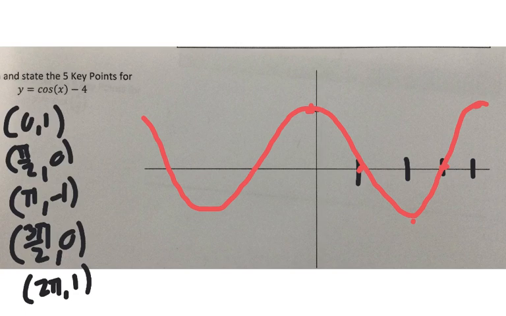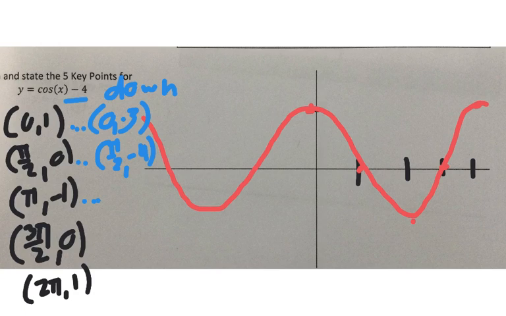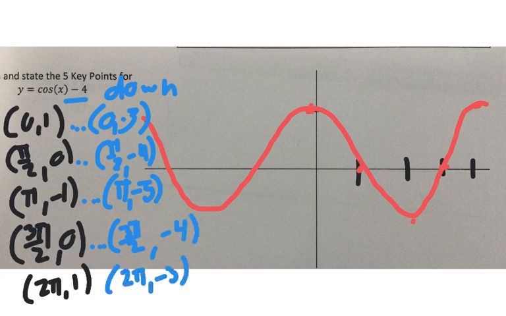Now, if I'm shifting all of this down 4, because that is the transformation that's being done, then what I want to do is subtract 4 from all of my y values. So this becomes the point (0, negative 3). The next one is the point (pi over 2, negative 4). (Pi, negative 5). (3 pi over 2, negative 4). And (2 pi, negative 3).